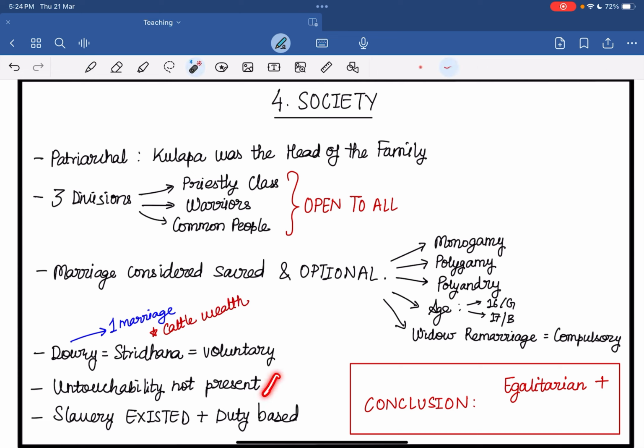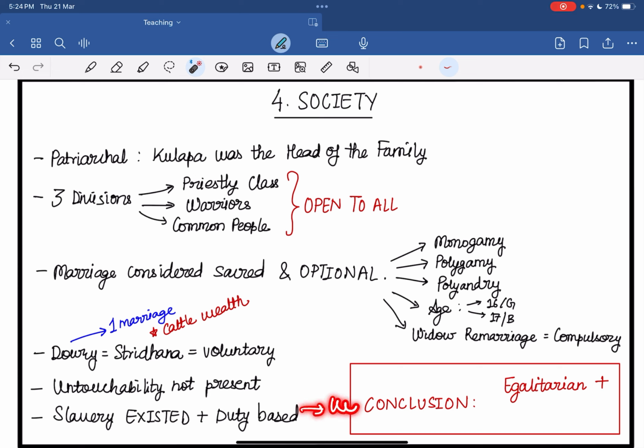Untouchability was not present during those times. Slavery existed. There were very many types of slaves at that time as well, but it was duty based and it was voluntary again. One has to self-declare himself or herself as a slave. It was optional. Nobody can force you into being a slave. One has to self-declare that, okay, I am going to be a slave from tomorrow onwards, so and so date and so time. And slaves were often purchased and sold also.